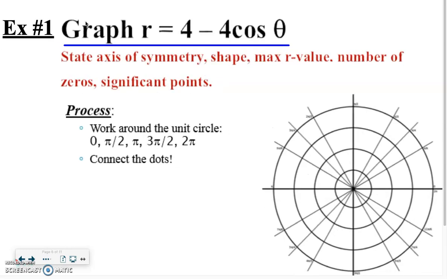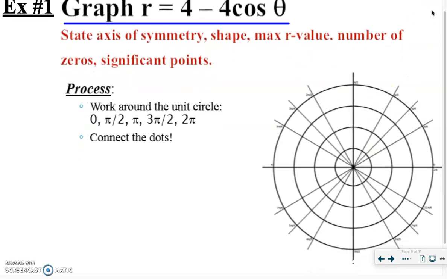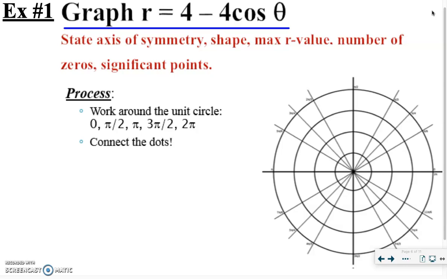And I'm sure, as you could guess, we're going to have one of each type. Again, we're going to have an inner loop limaçon, a cardioid, a dimple, and a convex. So we want to showcase what each of those looks like. Like I said, we've already done this first example in class, but I want to make sure that we get this recorded.